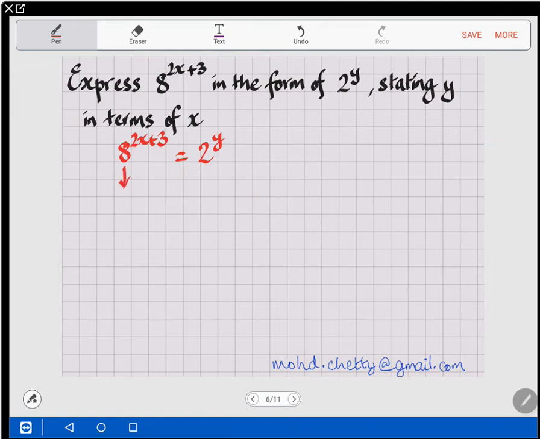All the time I've noticed that the number 2 as a power is repeated a lot in my exam questions. I know 8 is 2 to the power of 3. The whole thing is to the power of 2x plus 3, which is equal to 2 to the power of y. In other words, if we multiply the powers, applying the indices rules, it becomes 2 to the power of 6x plus 9. We get 6x, 3 times 2.